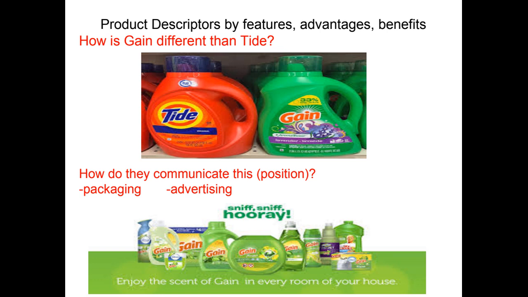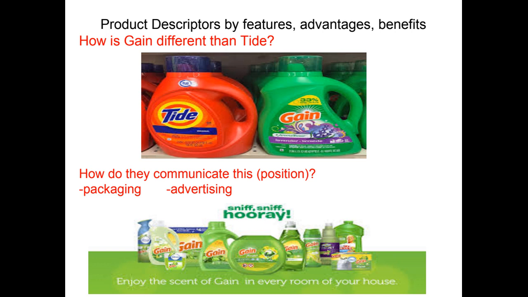In this case it would be formula. How is the formula of Tide different than the formula of Gain? So how is Gain different than Tide? They're both Procter & Gamble. If you had to say, what is the product difference or the value difference? Pricing, a little bit. Yeah, the big thing is Gain defines itself by scent, right?